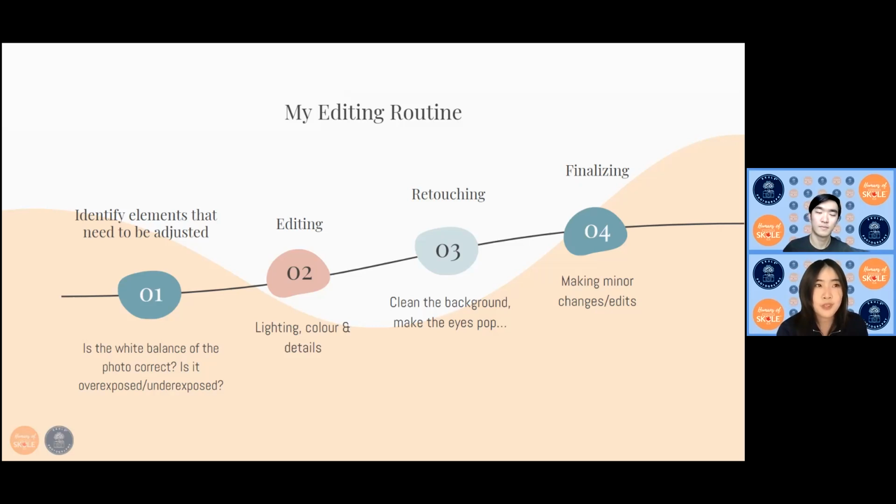I always go with lighting and color, and then details and cropping. But sometimes if the photo is really not straightened at all, I will tend to fix that first. But normally I just go light, color, and then details. And then after that, I will go to retouching, just like I mentioned.